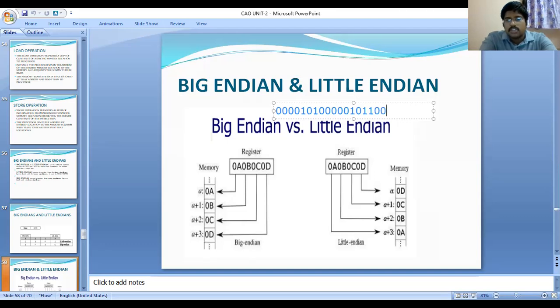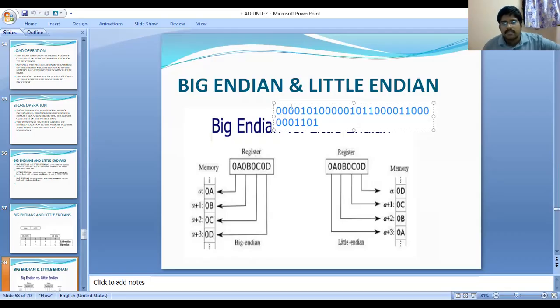Next 0000. Next A is 10, B is 11, C is 12, 1100. Next 0000. Next D, 1101, like this. Okay, so if you observe, this is the way of writing. 4 zeros means 0000. Next A means 1010. Next 4 zeros. Next 1011. Like that I have represented. I have told you previously that whatever we write in hexadecimal should be converted into binary form.